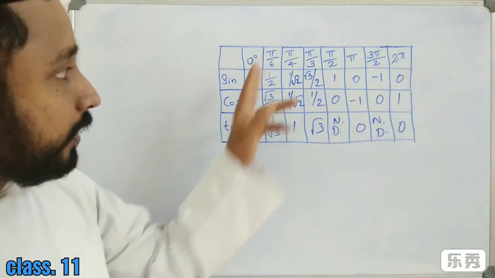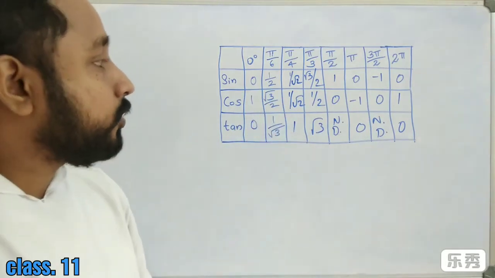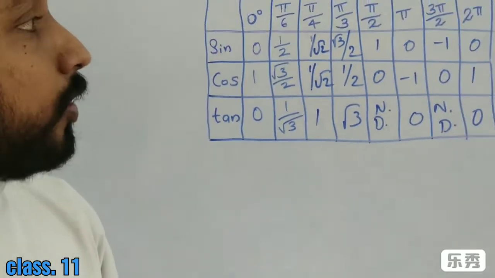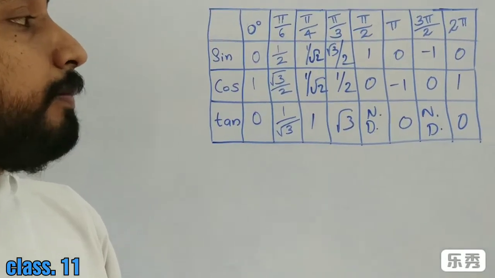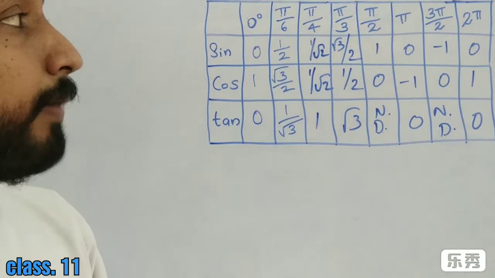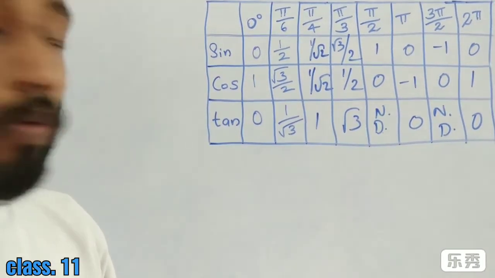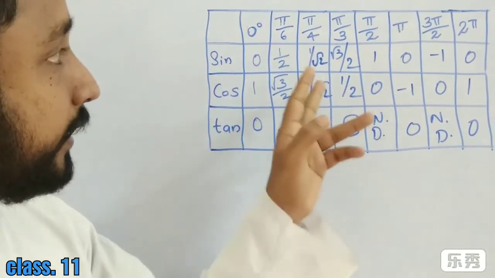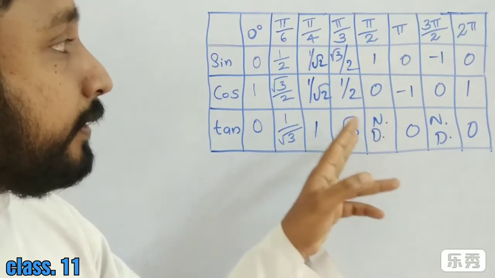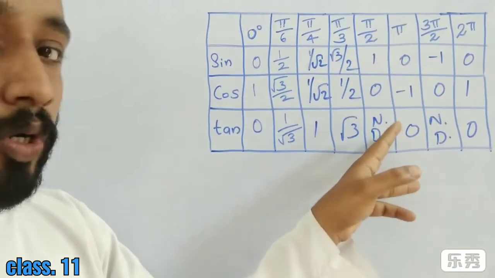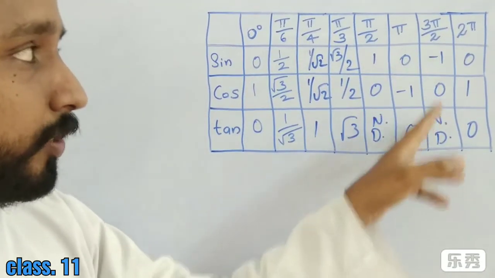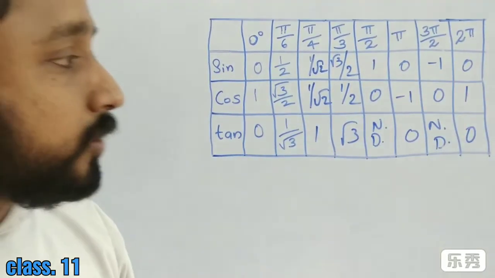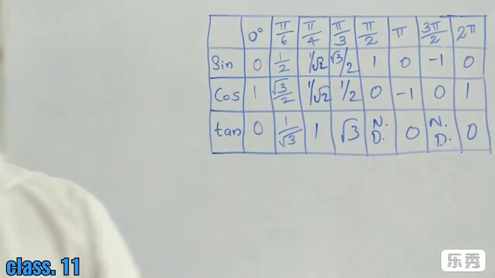Like that, cos 0 is 1, cos pi by 6 is root 3 by 2, cos pi by 4 is 1 by root 2, cos pi by 3 is 1 by 2, cos pi by 2 is 0, cos pi is minus 1, cos 3 pi by 2 is 0, cos 2 pi is 1. And tan 0 is 0, tan pi by 6 is 1 by root 3, tan pi by 4 is 1, tan pi by 3 is root 3, tan pi by 2 is not defined, tan pi is 0, tan 3 pi by 2 is also not defined, and tan 2 pi is equal to 0.